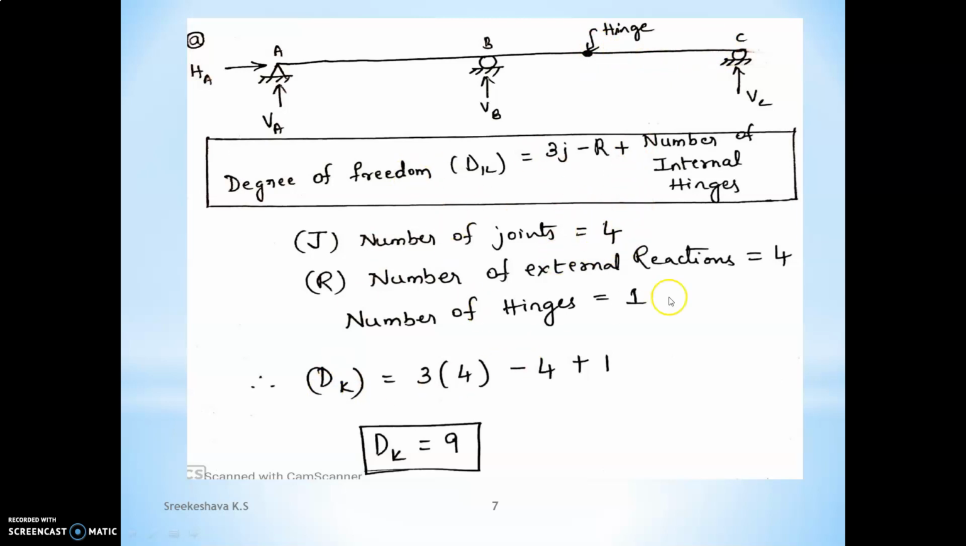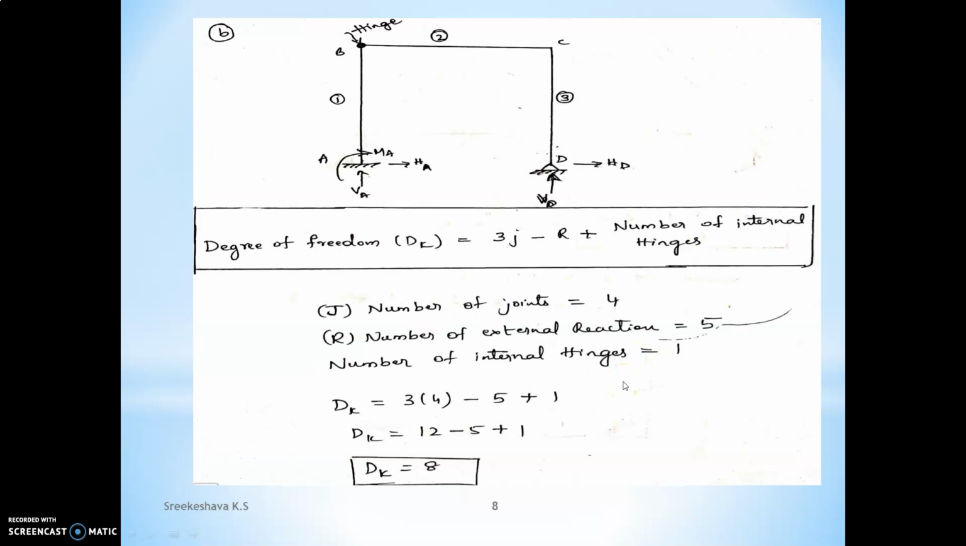Now substitute all these values. We are having only one hinge. Substitute all these values in this empirical relation, dk equals 3j minus r plus number of internal hinges. It will become 9. So the total degree of freedom for the given structure is 9. Let us move on to the second problem.